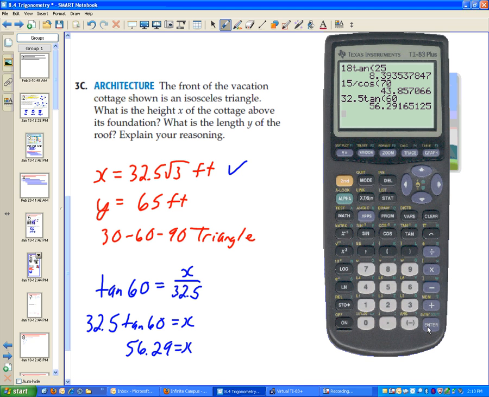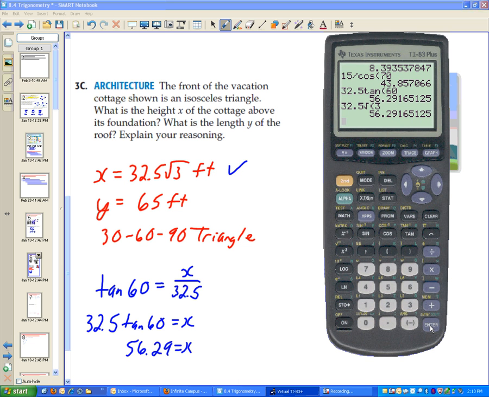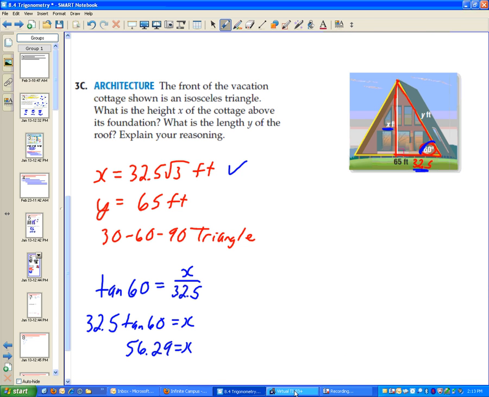I wonder if that's what that says. Let's see if it is. 32.5 times the square root of 3. Yeah, we got the exact same answer in a completely different way. We can get y, can't we? Using that 60 degrees again. Now, don't use our rounded answer for x. Use a given length. So let's use the 32.5 and the hypotenuse.